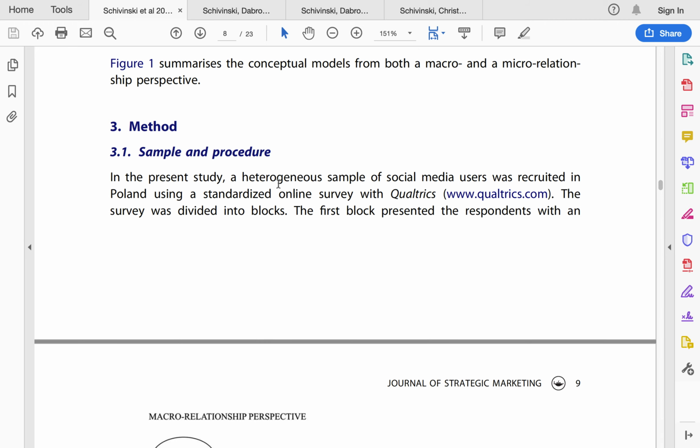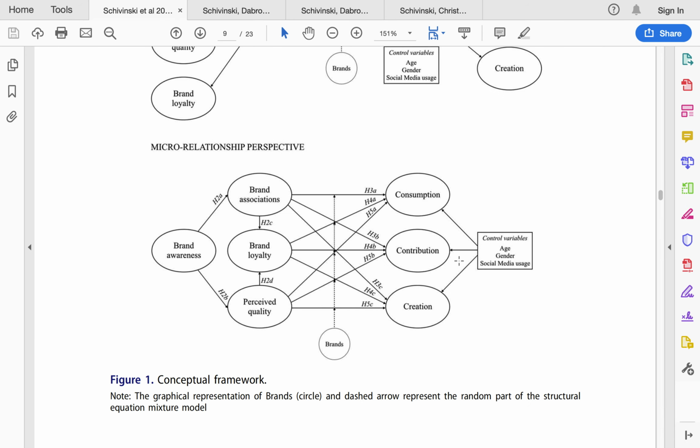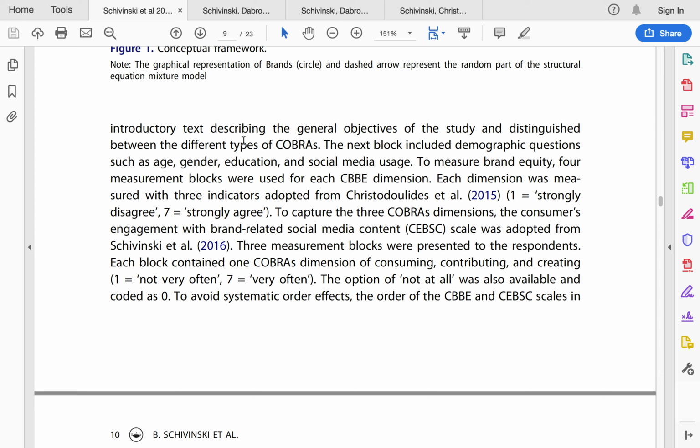Okay. So the sample, it was online with social media users. It was an online survey. I used Qualtrics for that. Discussing the scales, how it was built. The blocks, with demographic questions such as age, gender, education, social media usage.